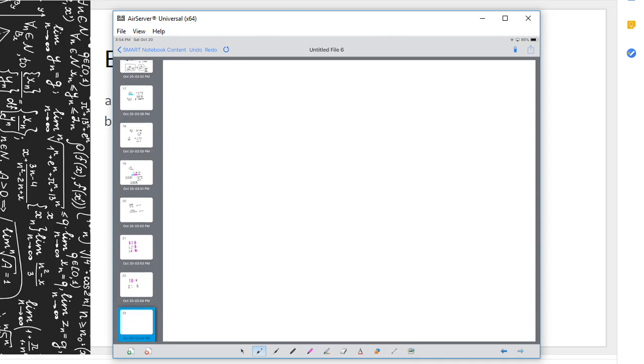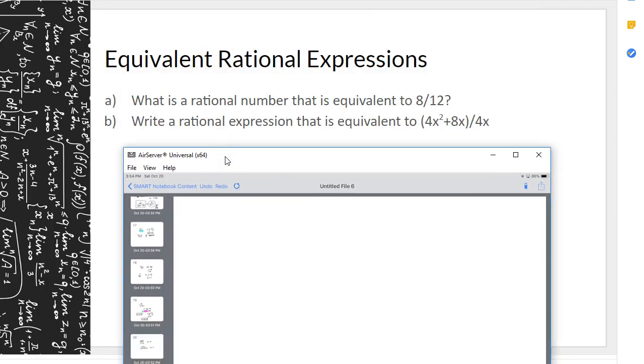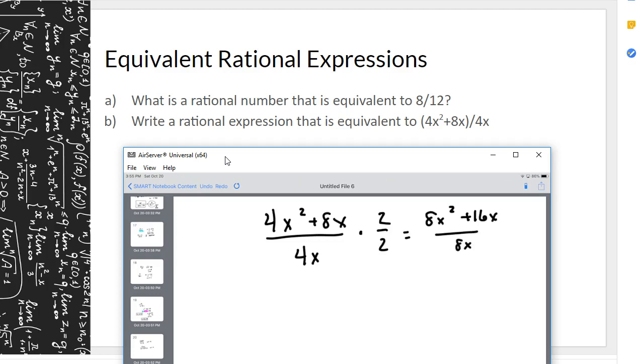So let's find a rational expression that is equivalent to 4x squared plus 8x over 4x. Well, as long as we multiply the top and the bottom by the same number, we're going to get an equivalent rational expression. So let's multiply both by 2. We would have 8x squared plus 16x over 8x. These are equivalent rational expressions. Let's multiply the top and the bottom by x over x.